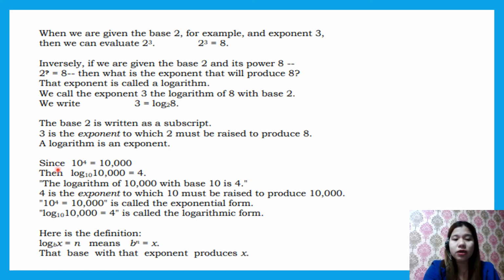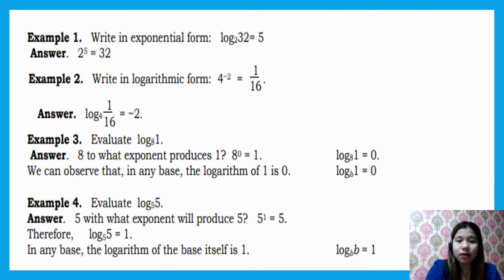So a logarithm is an exponent. So, since we have here another example, 10 raised to 4 is equals to 10,000. Pag sinulat sa logarithmic form, is logarithm of 10,000 with the base of 10 is equals to 4. Okay. Next is, ito yun. Okay. The base with that exponent produces x. Another example. So, write in exponential form. So, again, logarithm of 32 with the base of 2 is equals to 5. Ito yung base sa 2. Ito yun. Okay? And then 5, 2 raised to 5 exponent is equals to 32.